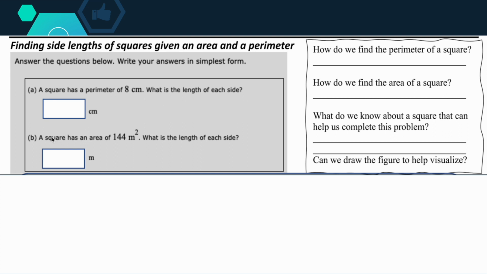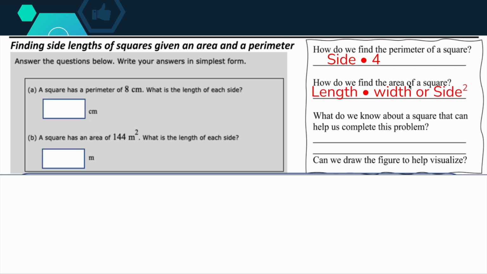And the second question is, a square has an area of 144 meters squared. What is the length of each side? So first, we need to go back and kind of review, how do we find the perimeter of a square? Well, it's a side times 4, or we can say the 4 sides added together. Either way, it will get you the same thing.